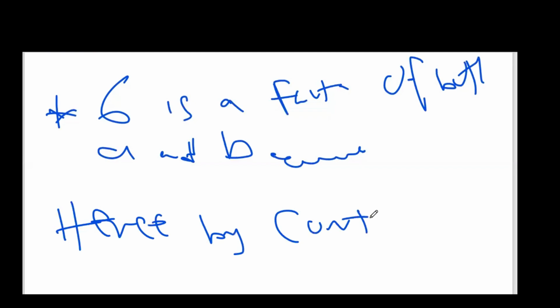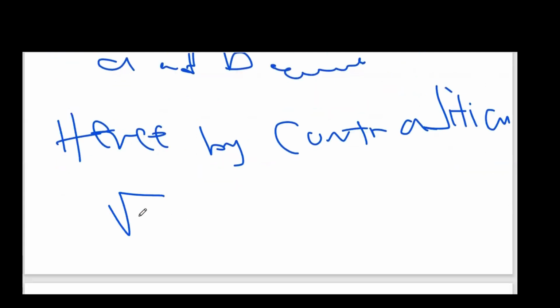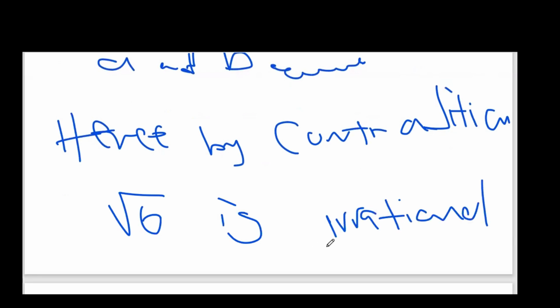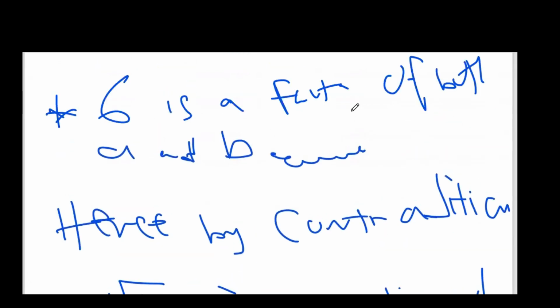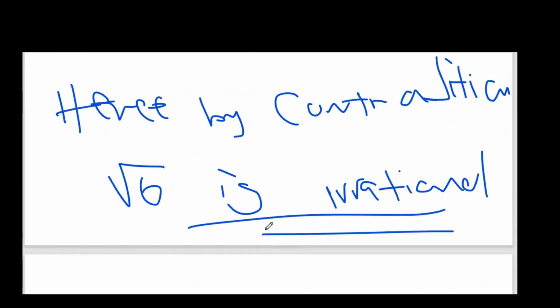Some things in math are useless. What is this, such proof by contradiction? Anyway, so hence, by contradiction, we say that the root of 6 is irrational. You can see that it doesn't even make sense, right? But that's how you do it. So the root of 6 is irrational because of this contradiction that we found there. So that's how you go about it.